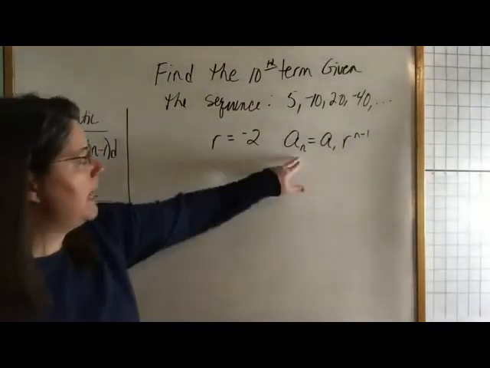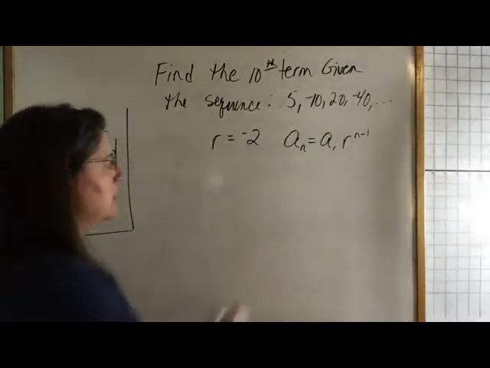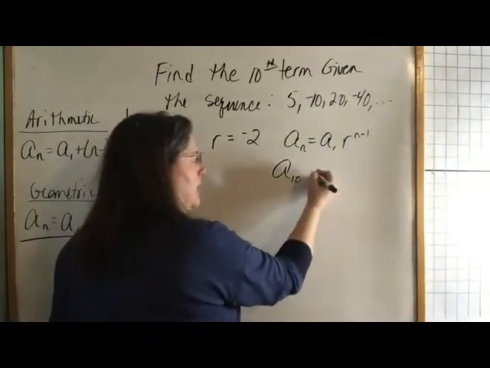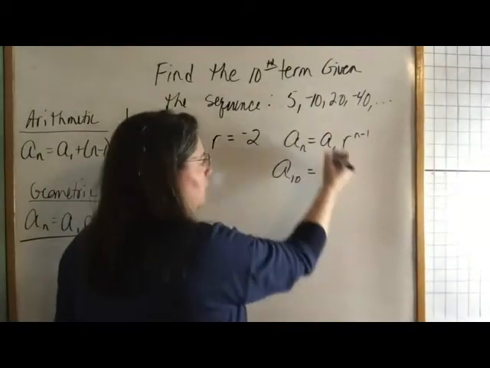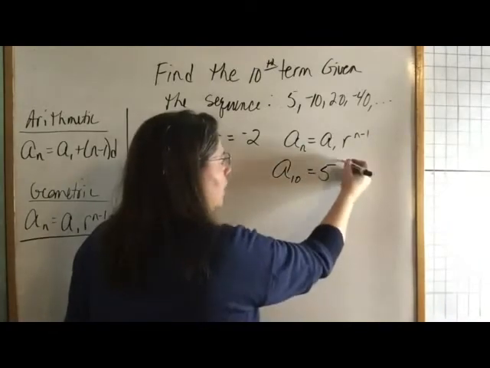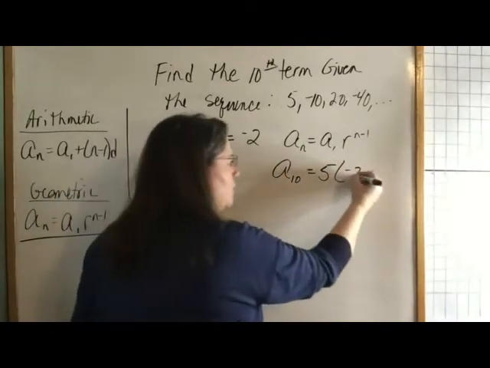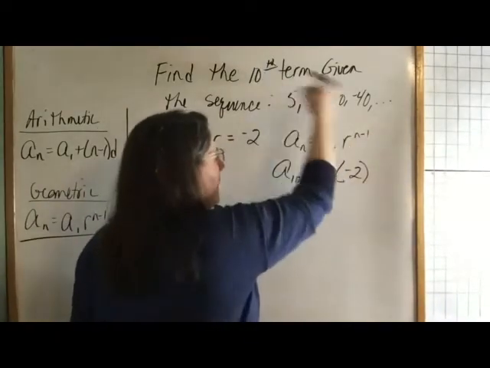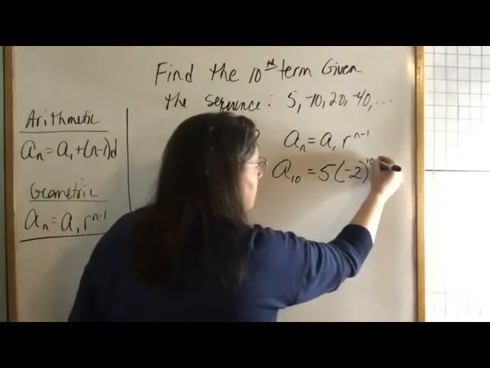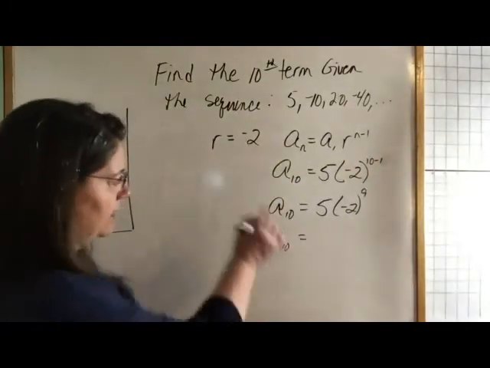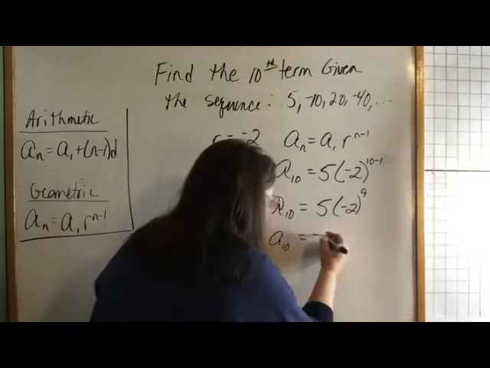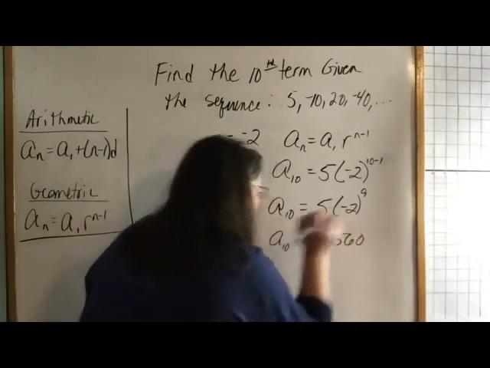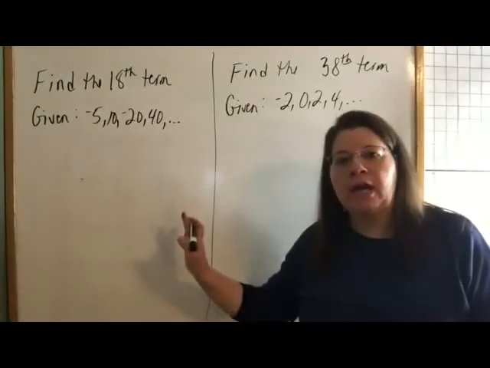N is 10, so we're looking for the 10th term. So I'm finding a sub 10. A sub 1 is the first term, which is 5. R is our common ratio, negative 2. N, again, was 10, and we have 10 minus 1. So if I do the math there, I get negative 2,560.